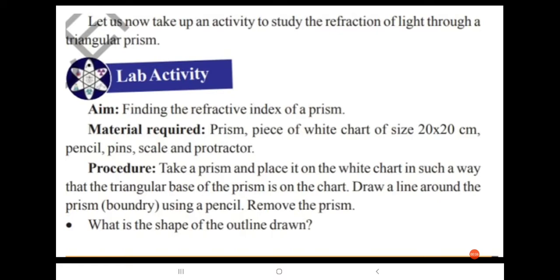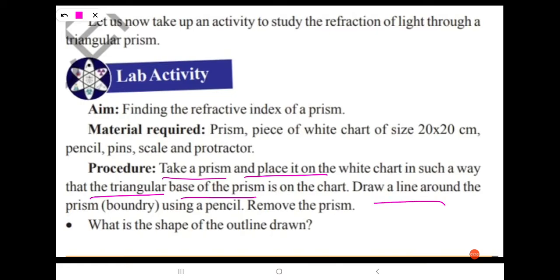So here, find the refractive index of a prism. This is the aim of this activity, and the materials required here: a prism and a piece of white chart of size 20 by 20 centimeters, pencil, pins, scale and protractor. And the procedure of this activity: first of all we need to take a prism and place it on the white chart, okay, in such a way that the triangular base of the prism is on the chart here.